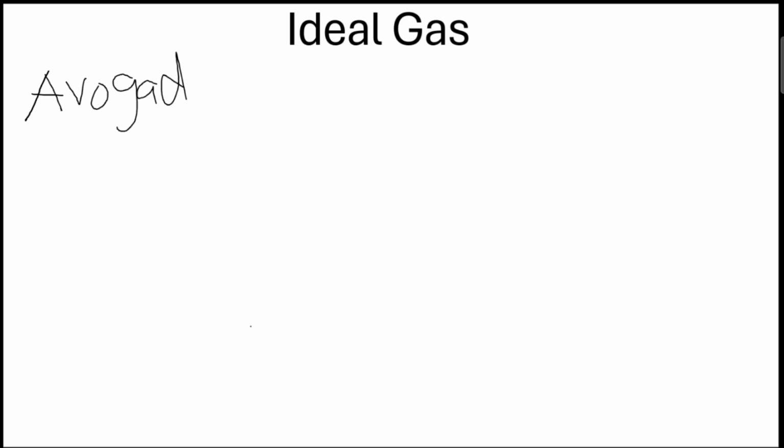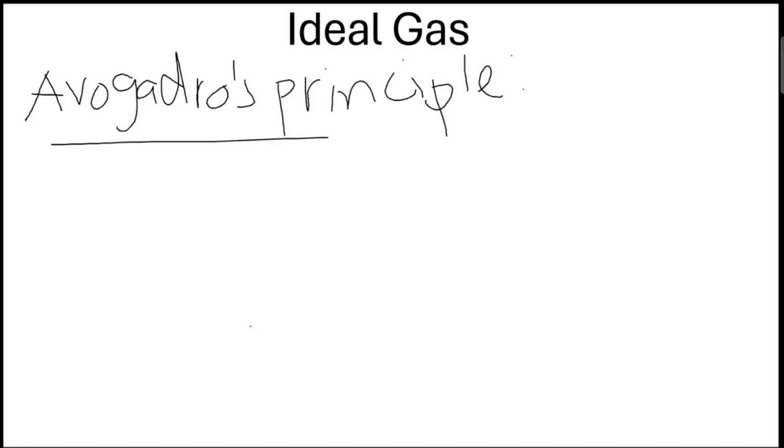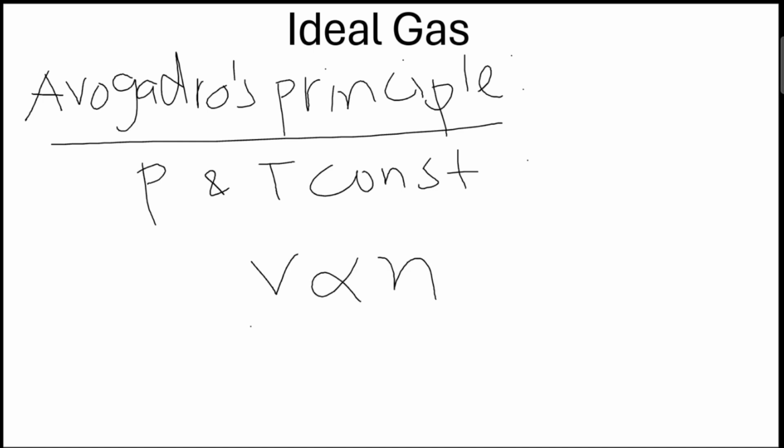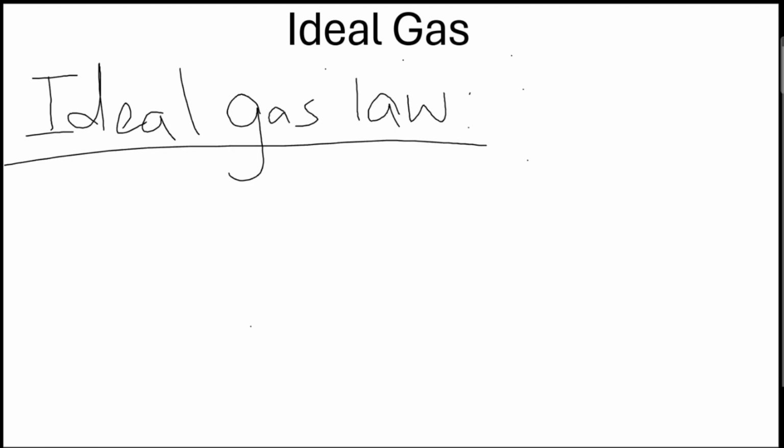Next, we have Avogadro's principle. With the help of this law, we understand the relationship between volume and number of moles when pressure and temperature are constant. It is very obvious that when there are more number of moles, the volume of the container will also grow larger. This one is the most important gas law, which is known as ideal gas law.